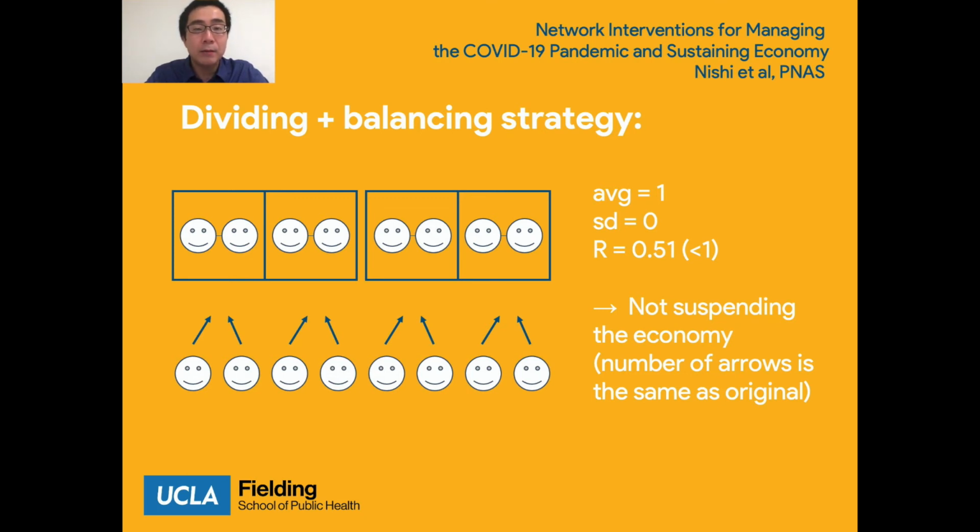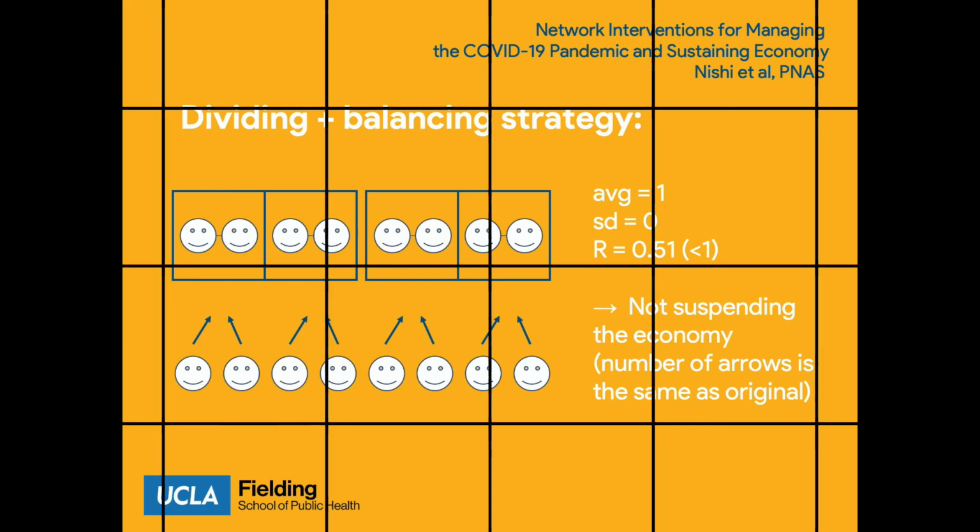This combination of strategies further reduces the reproduction number past 1. However, unlike the lockdown strategies or staying at home order, all 8 people will be able to engage in economic activities outside of their home.